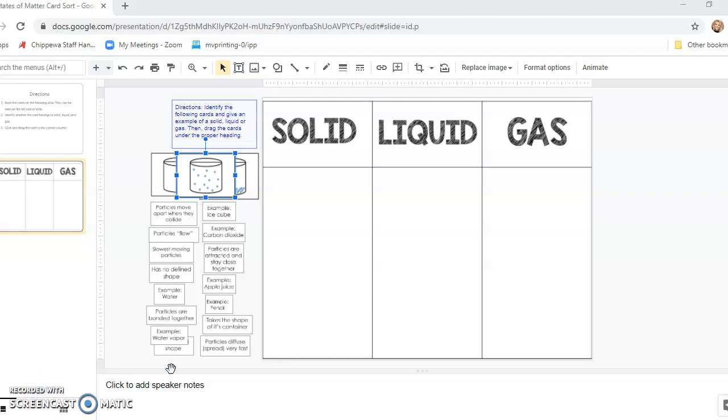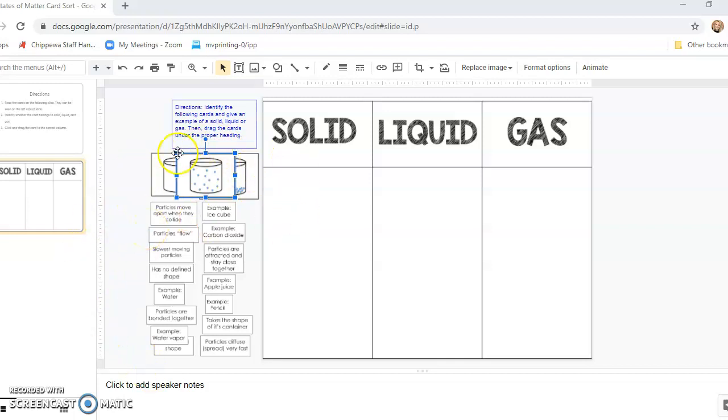Hello everybody, welcome. We are going to be going over our states of matter card sort. You should only be watching this if you've already given it a try yourself. If you haven't done that first, go work on it yourself and then come back when you're ready to correct your answers. So let's get started.